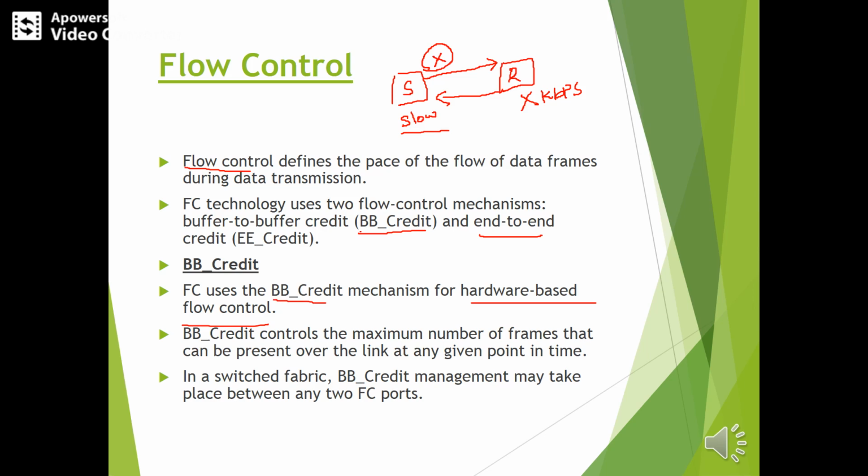In the case of buffer to buffer credit, it controls the maximum number of frames that can be present over the link at any given point of time. So if you are using BB credit, it controls the maximum number of frames that can be present over a single link. In a switched fabric, BB credit management takes place between any two FC ports.